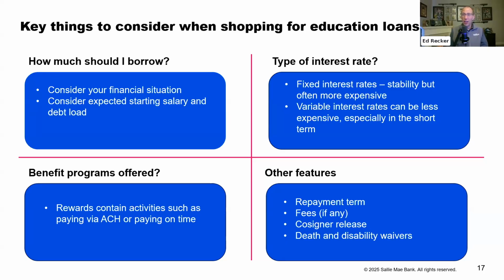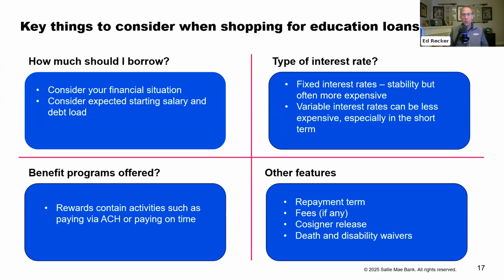Really, if you're looking at a private loan, also what type of interest rate? Is it a fixed interest rate? Oftentimes that provides a lot more stability, but it could be more expensive. Variable interest rates could be lower. However, you do incur some risk there that if we're in a rising rate environment, your interest rate could actually increase. But the inverse could also be the case where it could decrease.